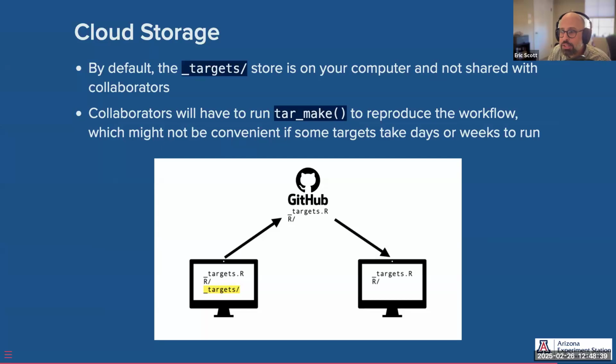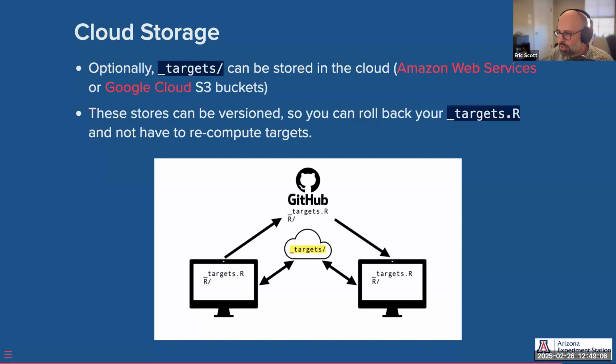There's also the option to use cloud storage. So I showed you guys where that _targets store is. Now that's on my computer only. And if I'm working on this project with a collaborator, they're going to have to rerun the whole pipeline to get all those targets on their computer. So they're going to have to run tar_make on their own computer. And maybe some of that stuff takes a long time to run. Maybe it's days or weeks or something like that. So that's maybe not convenient.